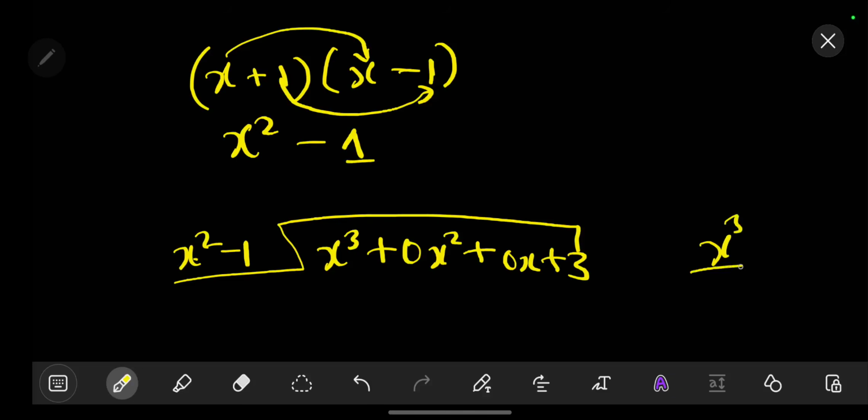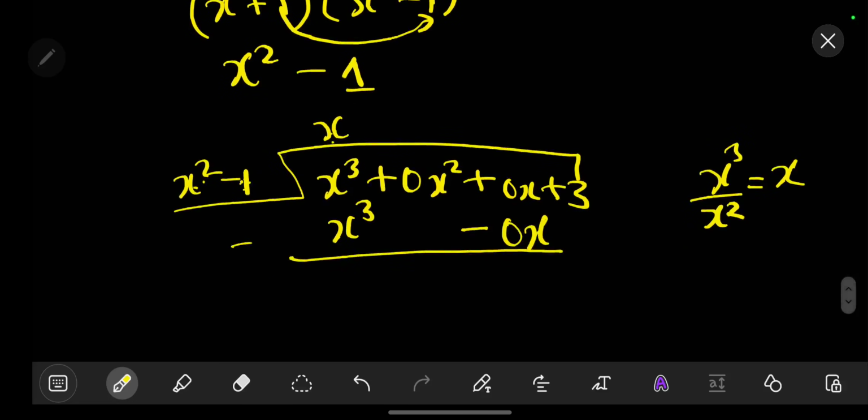So our x to the power 3 divided by our x squared will give us x to the power of 1. So we have x to the power 1. We multiply this and this, it will give us x to the power 3. Then this and this. Automatically, if it is -1, we are going to look at the place value. This times this is x. So the like term is here, so we are going to say minus x like that.